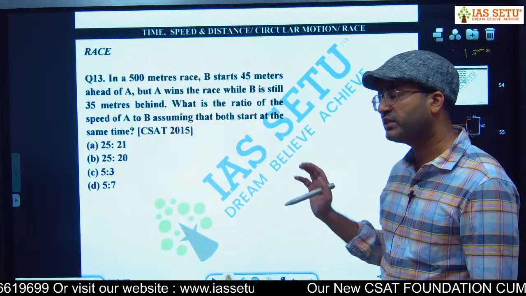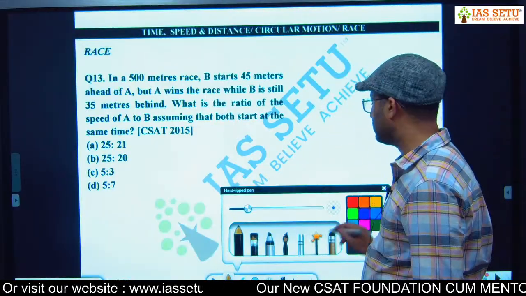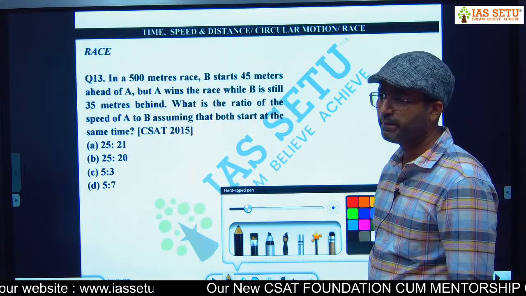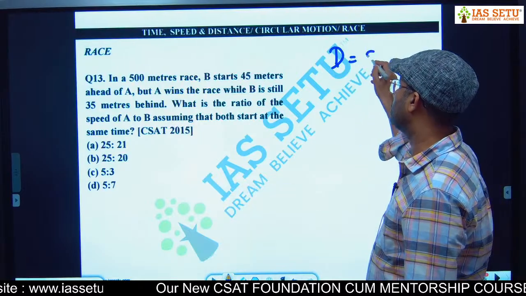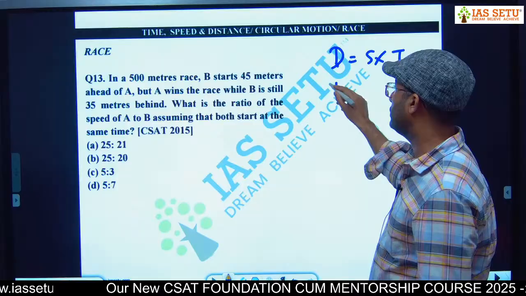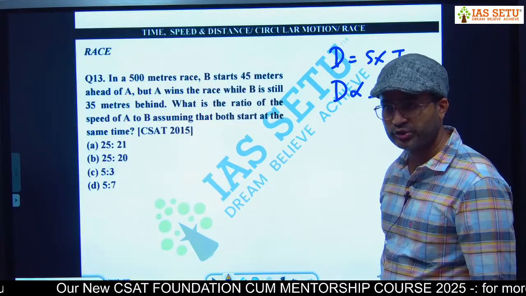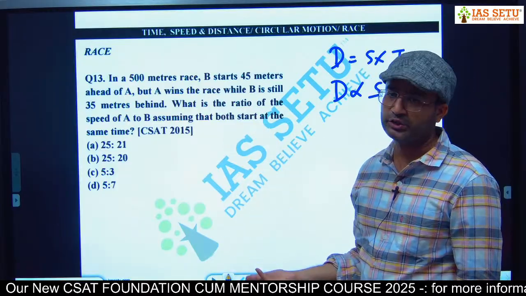So here, when time is constant, what is the relationship between distance and speed? Distance is equal to speed into time. If time is constant, distance is directly proportional to speed. Distance दी है, speed का ratio निकालना है.